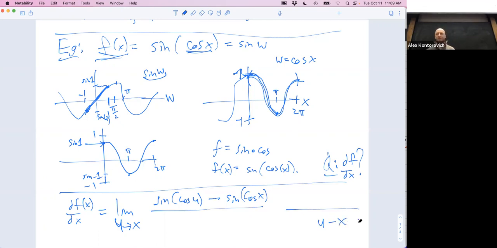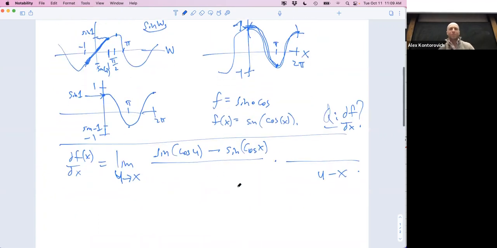For some strange reason, I've written it in this product of two fractions way. What the heck is going on? I know what happens when sine changes, and I know what happens when cosine changes, but now I'm asked what happens when sine of cosine changes. Let me multiply the top and bottom by the thing that I know how to change in terms of sine. Let me multiply by cosine of u minus cosine of x on top and bottom.